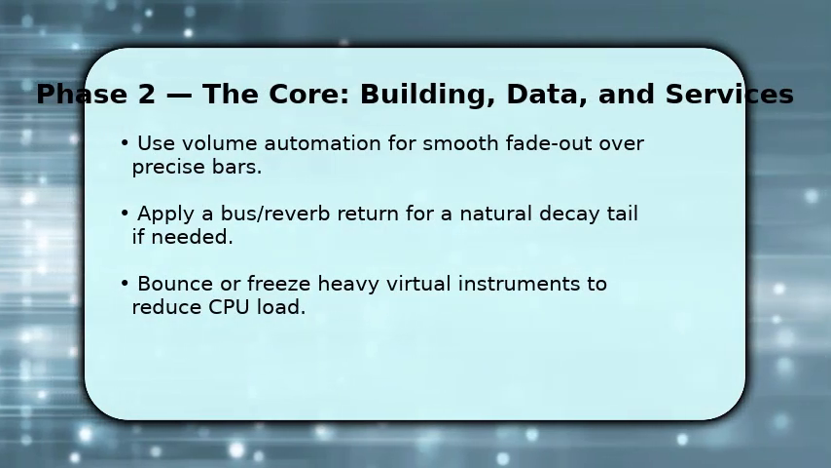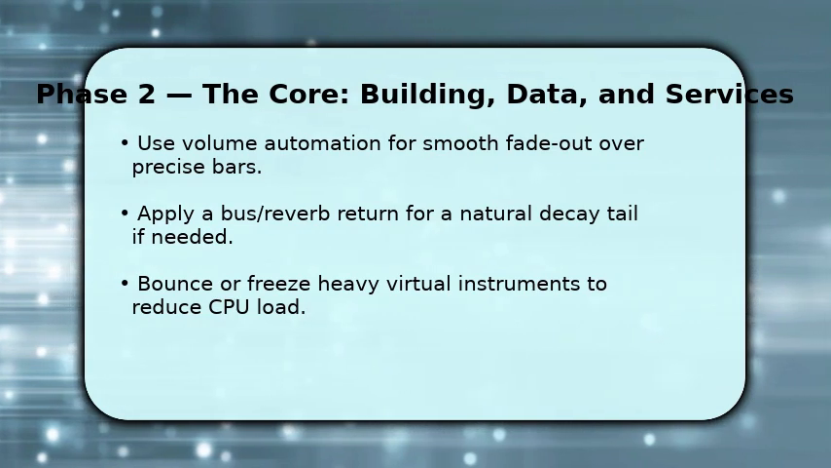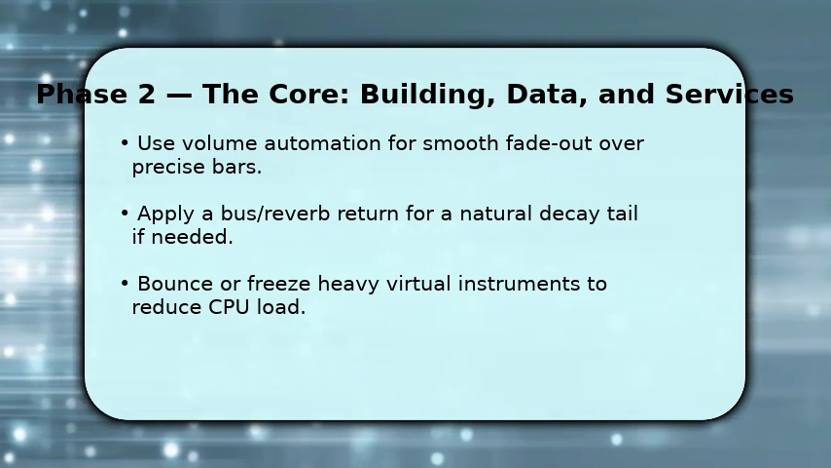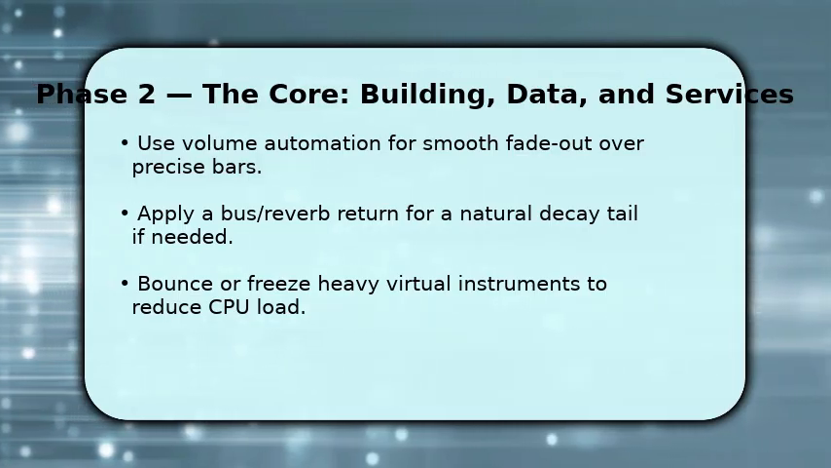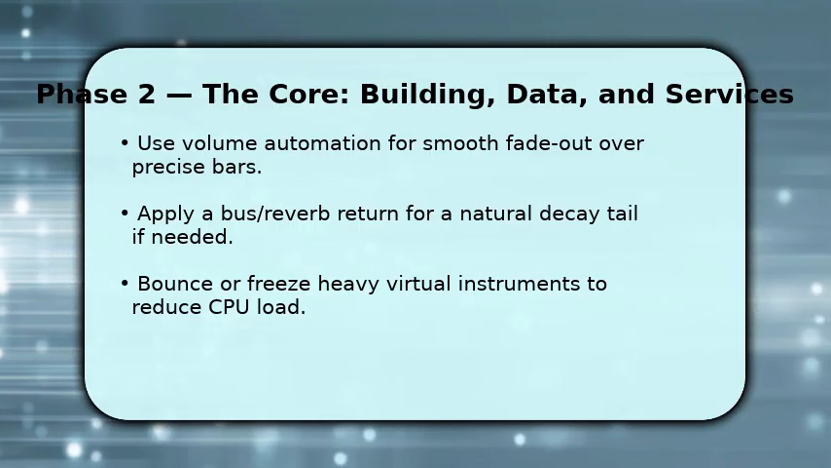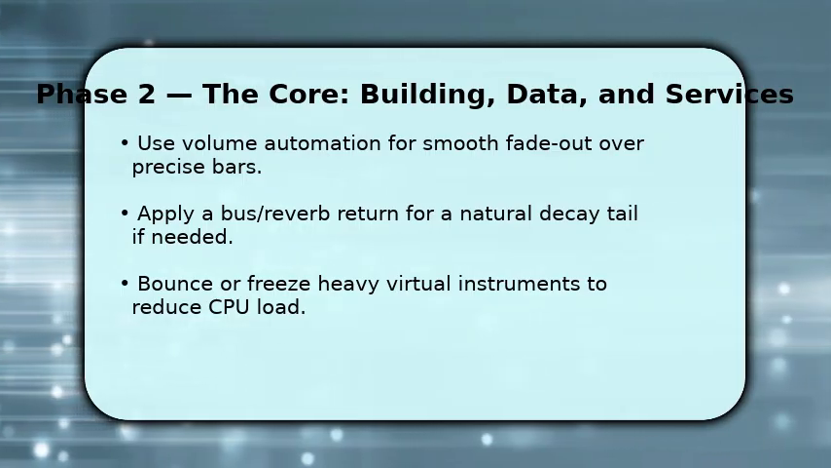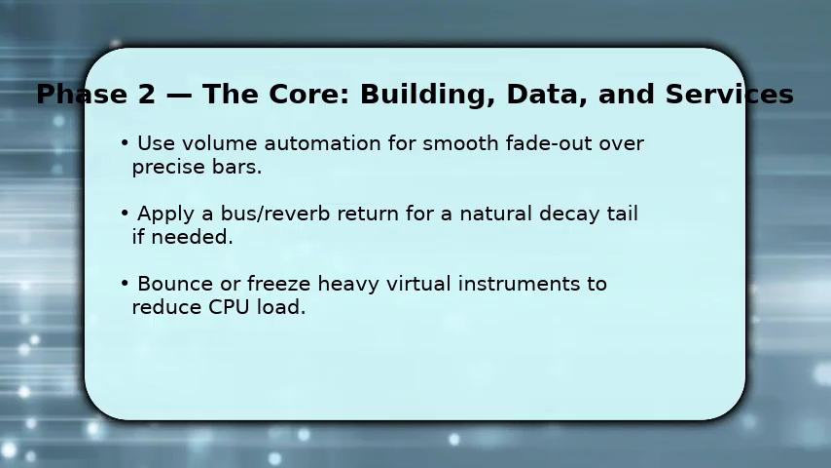Automate master or individual track volume to create a musical fade that matches the arrangement. At the same time, send instruments to a reverb bus and automate the reverb send so ambience continues after dry sounds drop. This preserves a natural decay.